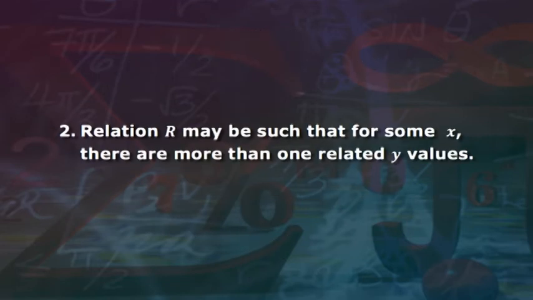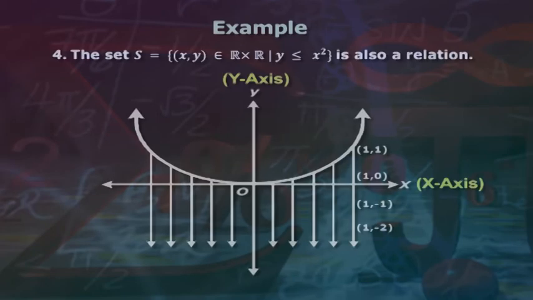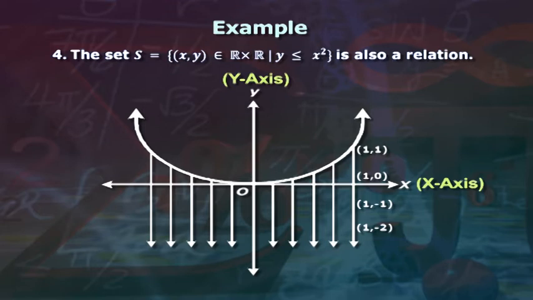2. Relation R may be such that for some x there are more than one related y values. In this case, the relation R is called one-many. In our examples, examples number 4 and 5 are such examples. In example 4, there are infinitely many values of y which are related to x equal to 1. Here (1, 1), (1, 0), (1, minus 1), (1, minus 2) and so on are in R.